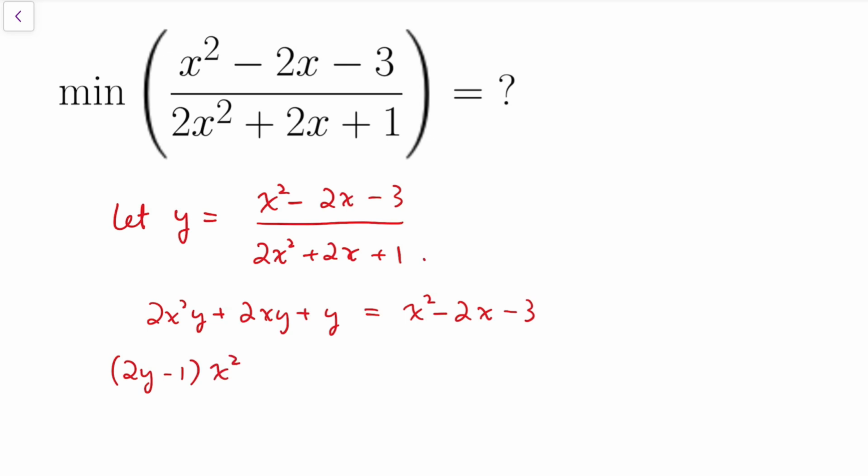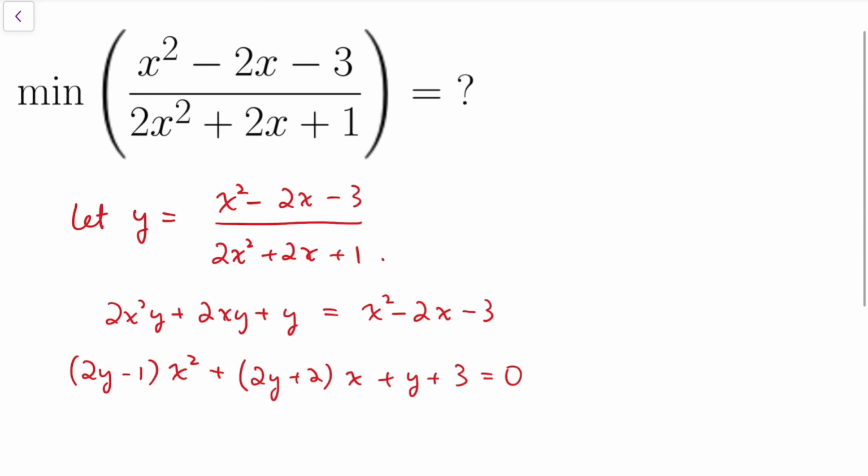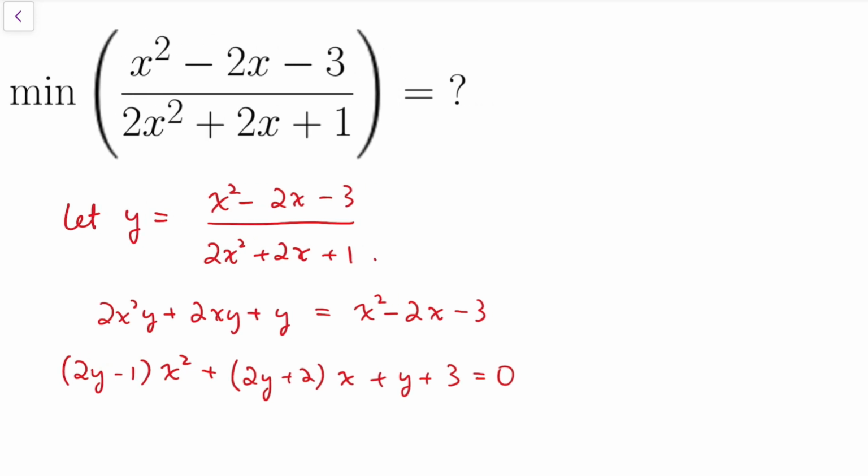Then I'll regroup the terms according to degree of x, which gives (2y minus 1) multiplied by x squared plus (2y plus 2) multiplied by x plus (y plus 3) equals 0. So we have a quadratic equation in x, as you can see, if you treat the expressions in y as coefficients.